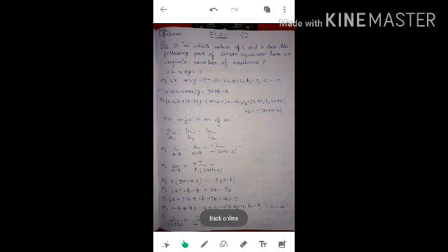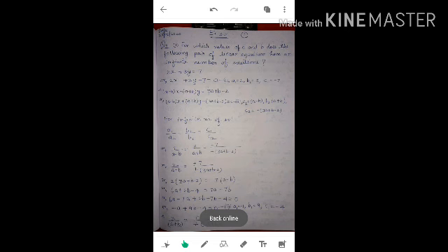Today we are going to start question number 2 of exercise 3.5. Question number 2, its first part is: for which values of a and b does the following pair of linear equations have an infinite number of solutions?